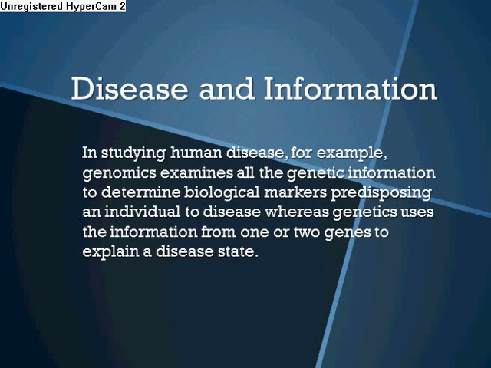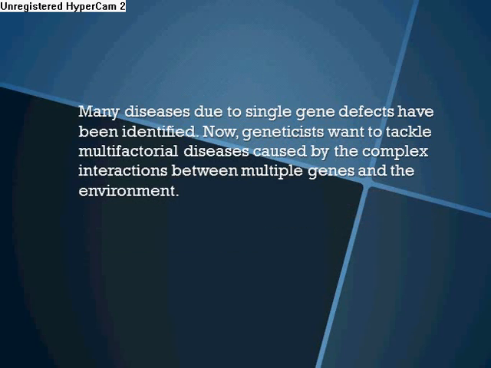Disease and information. In studying human disease, for example, genomics examines all the genetic information to determine biological markers predisposing an individual to disease, whereas genetics uses the information from one or two genes to explain a disease rate. Many diseases due to single gene defects have been identified. Now geneticists want to tackle multifactorial diseases caused by the complex interactions between multiple genes and the environment.